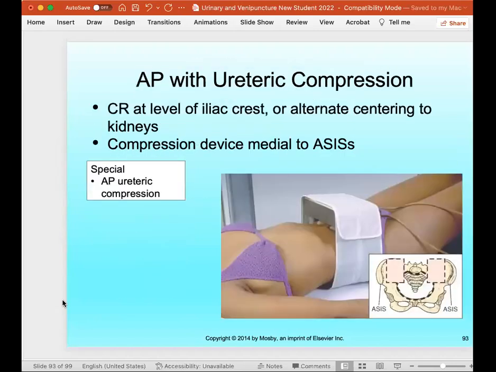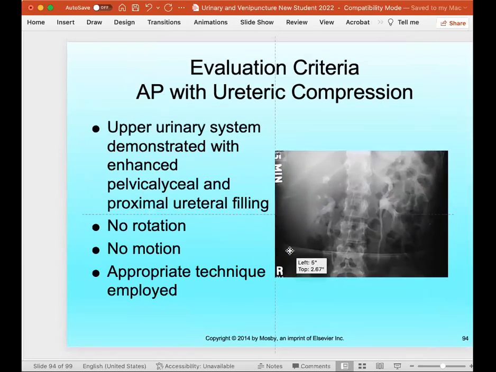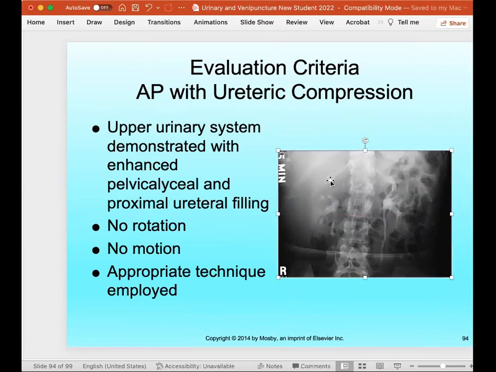We talked about the ureteric compressions. Okay, make sure that you know your 6 contraindications. Okay, and so here we have an AP 5-minute with the ureteric compressions, and you can see that the pelvicalyceal system and proximal ureters are nicely filled, okay, with that ureteric compression.